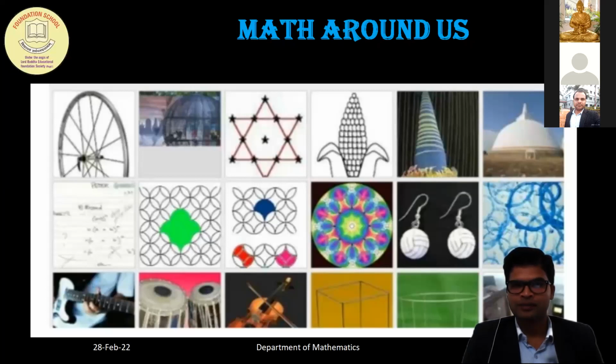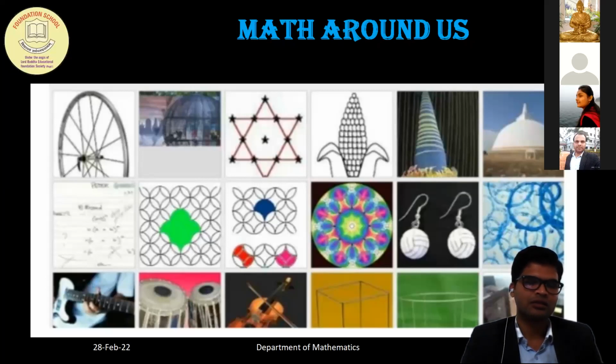You can see the wheel of a cycle, the spoke or the metal rod connected to the center. We can say this is the radius, and this is the form of the circle. As you can clearly see, there are the drum, guitar, circle shapes, designs, cubes. These are actually the figures of mathematics.